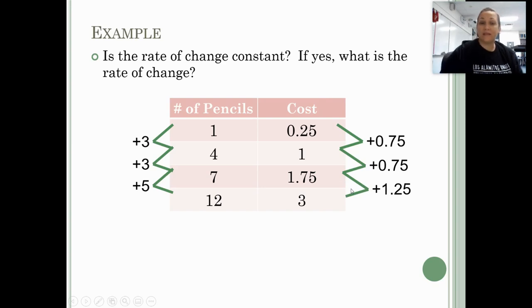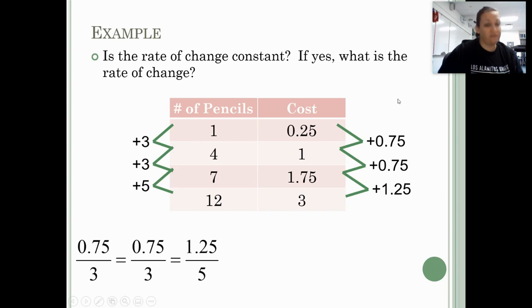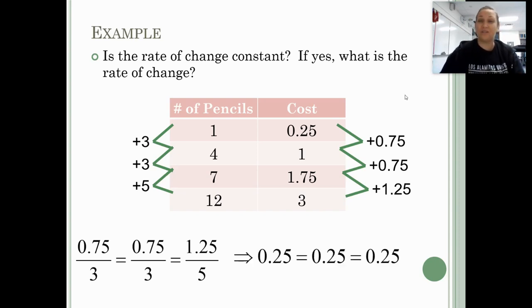Now, before we can say anything confidently, we're going to set up our fractions. Our y numbers go on top and our x numbers go on the bottom. So 0.75 over 3, 0.75 over 3 again, those are obviously equivalent, and then 1.25 over 5. Now in this problem, I'm not going to simplify my fraction since it contains a decimal. I'm just going to divide in my calculator. So 0.75 divided by 3 gives me 0.25, and that's for the first two fractions. So I just need to check that third one. And 1.25 divided by 5 in my calculator also gives me 0.25.